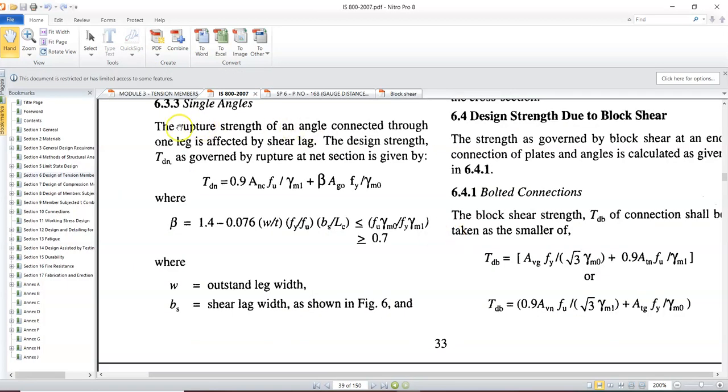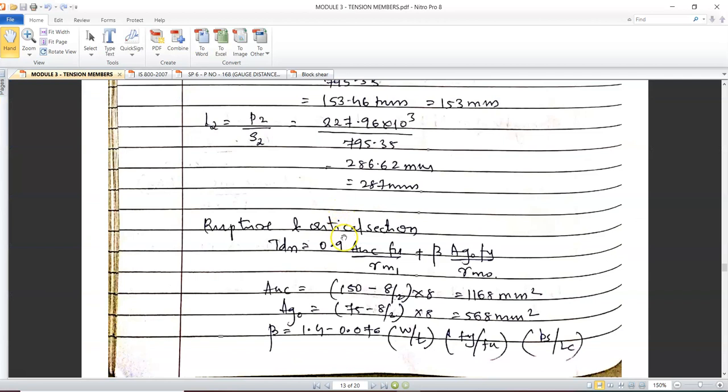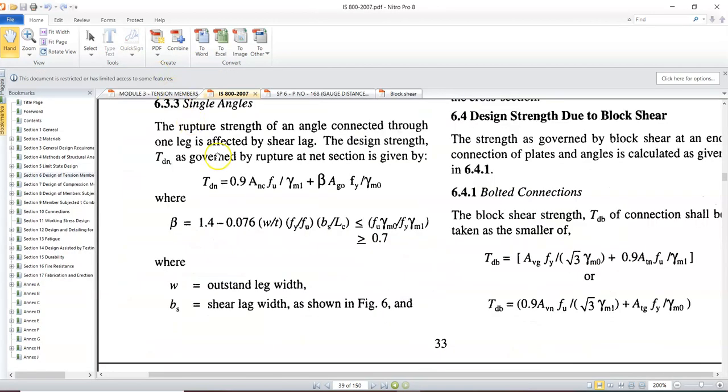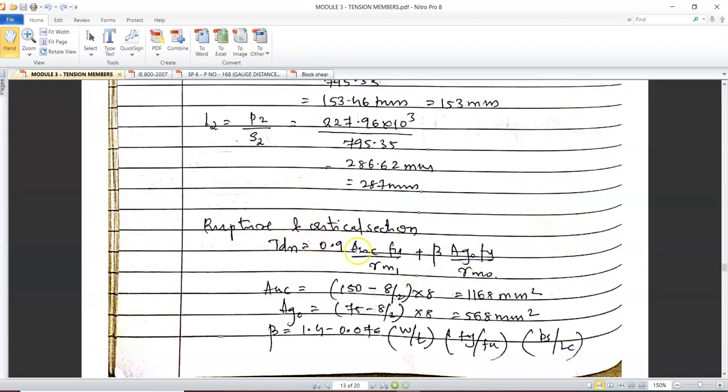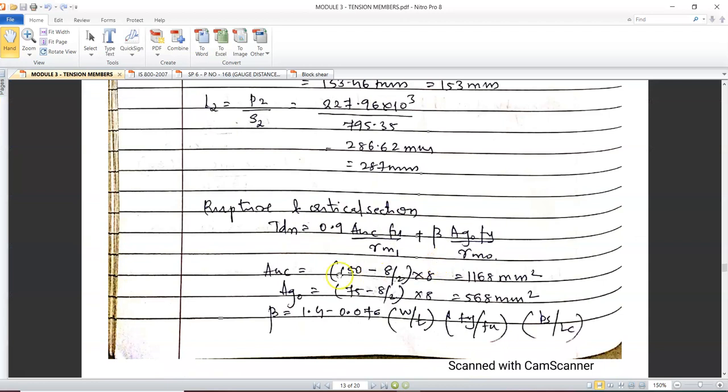Rupture of critical section. This formula is as per 6.3.3. Now here we are not using any bolted connection. Since we are not using any bolted connection, your net area of the connected leg will remain the same. So here we are not deducting any bolt holes.